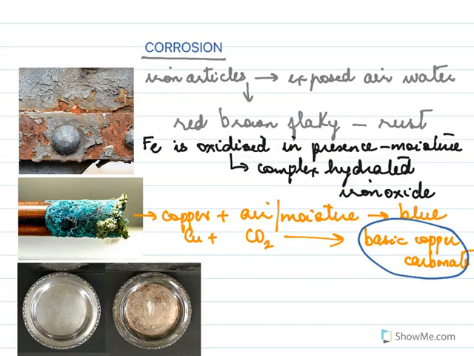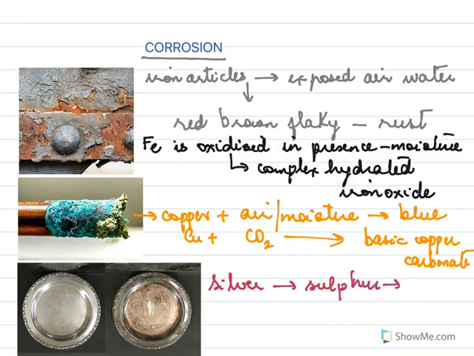The same thing is observed with silver. When silver is exposed to air, it combines with the sulfur from the air and forms silver sulfide. And this silver sulfide is black in color. And hence you see the silver particles, they turn blackish due to the formation of silver sulfide.